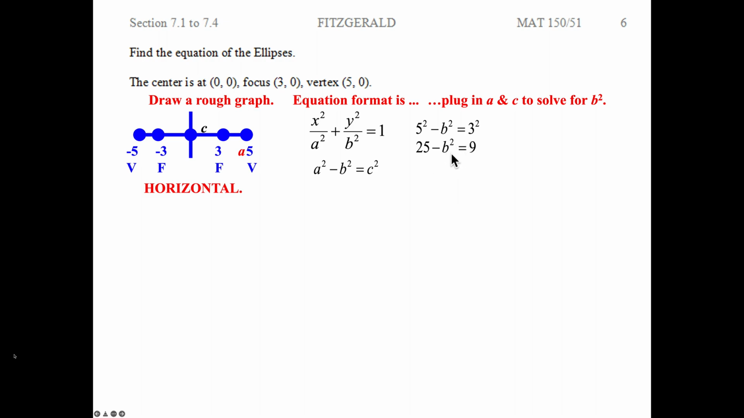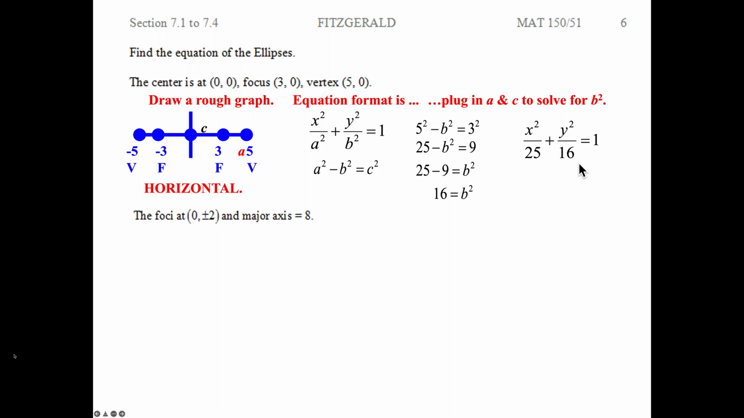So we'll subtract over the 9, add the b squared to the right. 25 minus 9 is 16. So I have my a squared, 25. I have my b squared, 16. There's the equation of my ellipse.